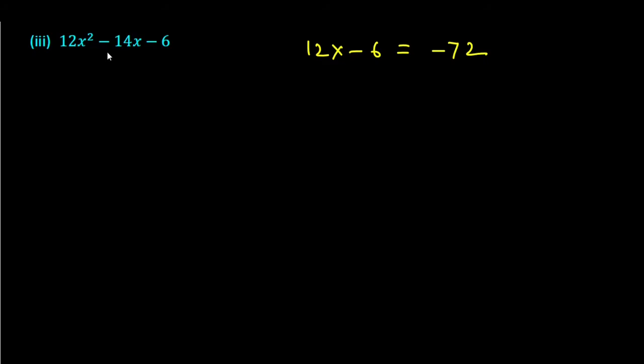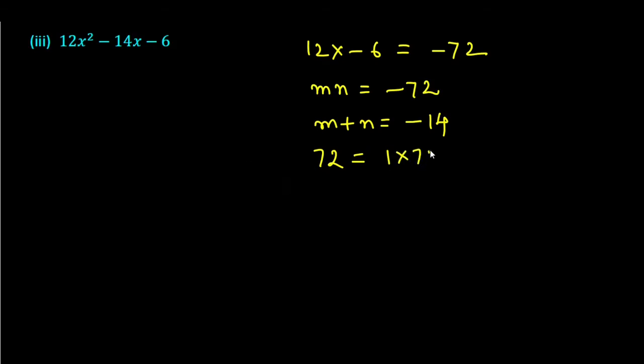We have to get the sum of the factors as −14. The product is −72. So out of the factors, one is positive and the other is negative. m × n = −72 and m + n = −14. We can find the factors of 72 first, and we can take the difference of the modulus. That should be 14. 1 into 72.